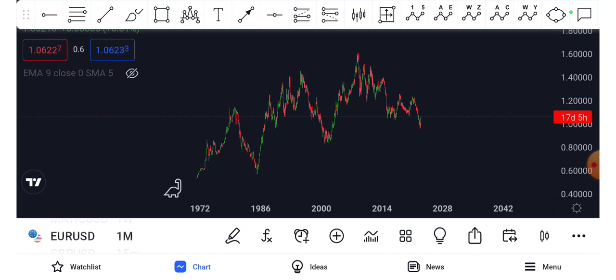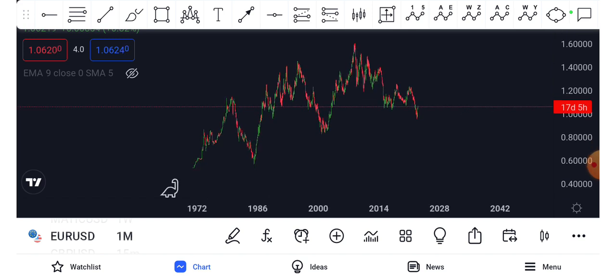Some time ago, I did an analysis on Euro USD and just exactly how I analyzed it, it played out inch perfect. It has even crossed it. So I just want to give an update of where the pair is now and what we're going to expect going forward.